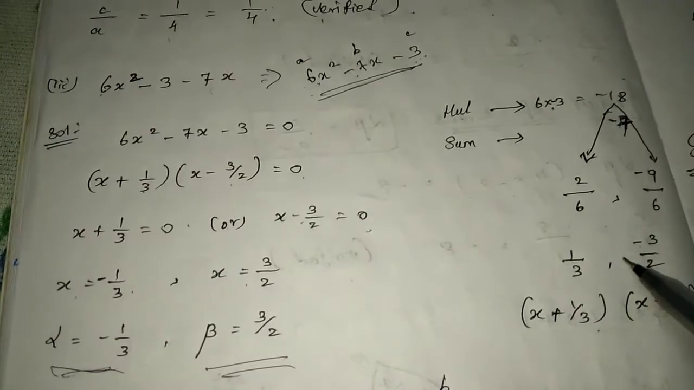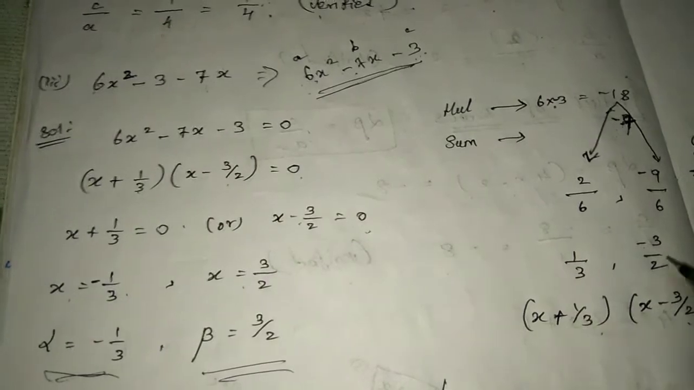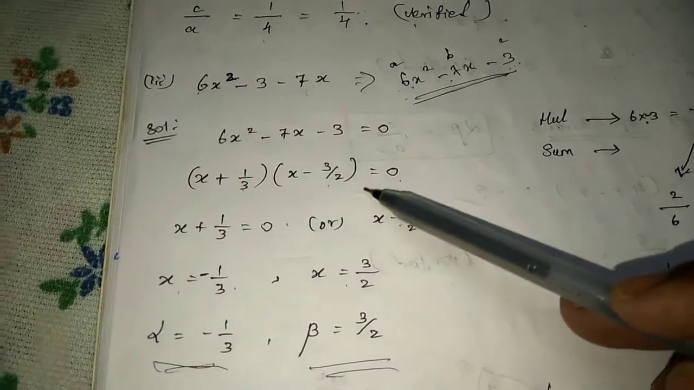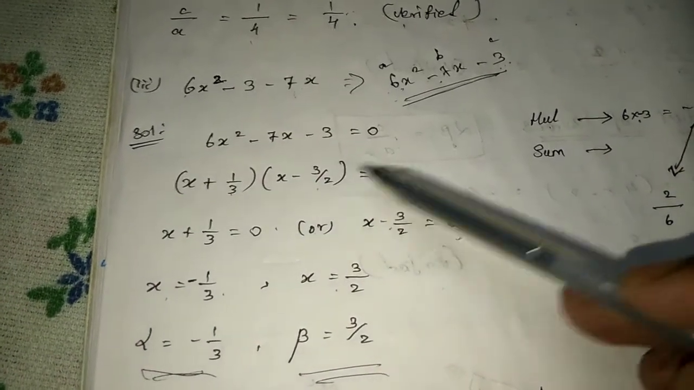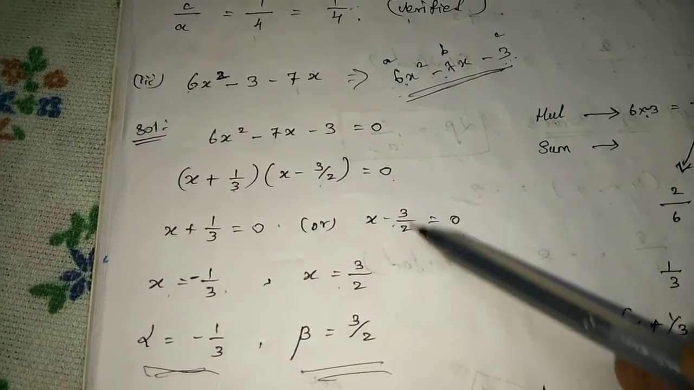Here, whatever symbol they gave, you can put it here. Here it is, nothing is there, it means plus. So x plus 1 by 3, x minus 3 by 2. Are you clear? Now we found the factors. Now we can write it here, which is equal to 0. So either one may be 0. So x plus 1 by 3 equal to 0, x minus 3 by 2 is equal to 0.